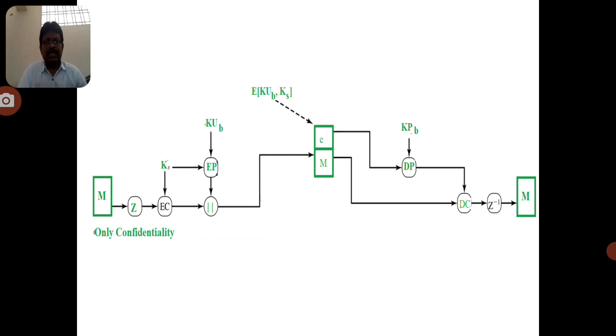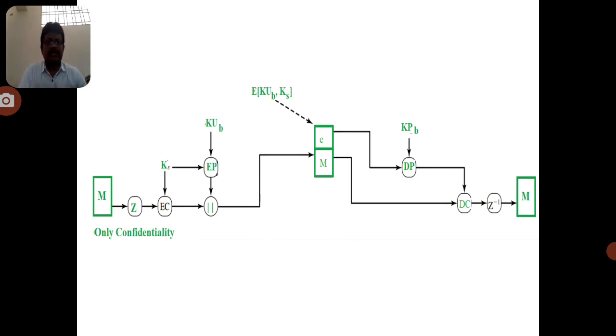After that we concatenate the conventionally encrypted message and the session key encrypted with public key encryption using KUB, the public key of user B. Using the public key of user B makes it confidential. Why? Because that message can be revealed by user B only, since only user B knows his private key. So the combination of the ZIP algorithm, conventional encryption with session key KS, and user B's public key produces the final confidential message.